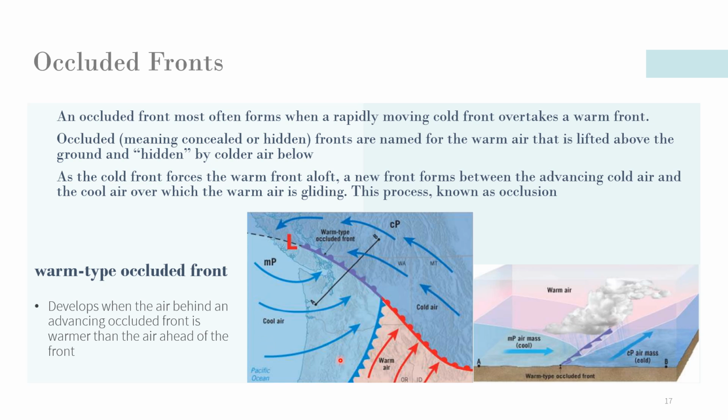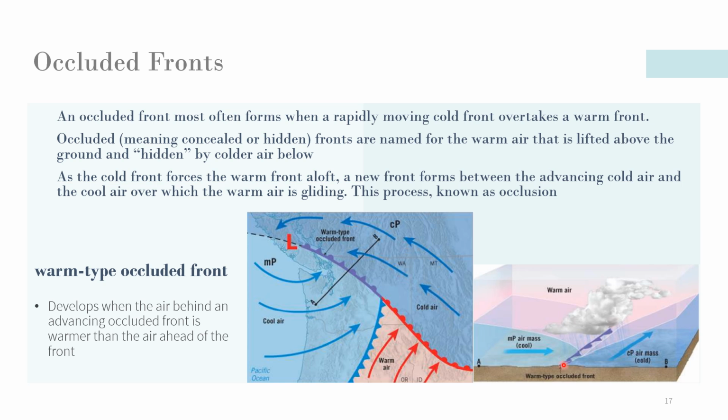In this figure, because we have two different pictures, this first one is a map showing the location of a warm type occluded front in relationship to the maritime polar and the continental polar air masses. You can see that this is a warm type occluded front in between point A and B. A is the maritime polar air mass and B is the continental polar air mass.